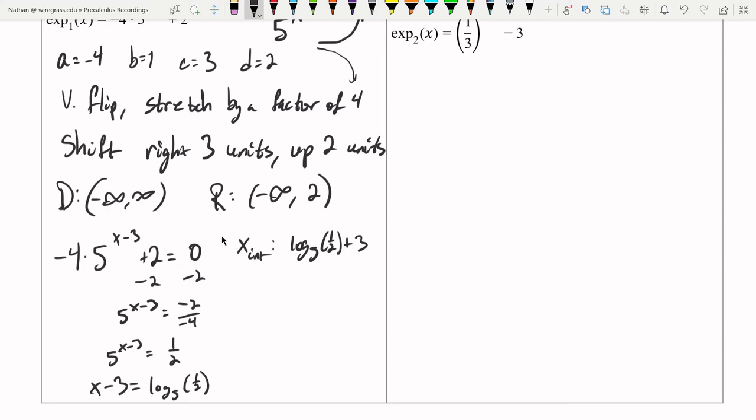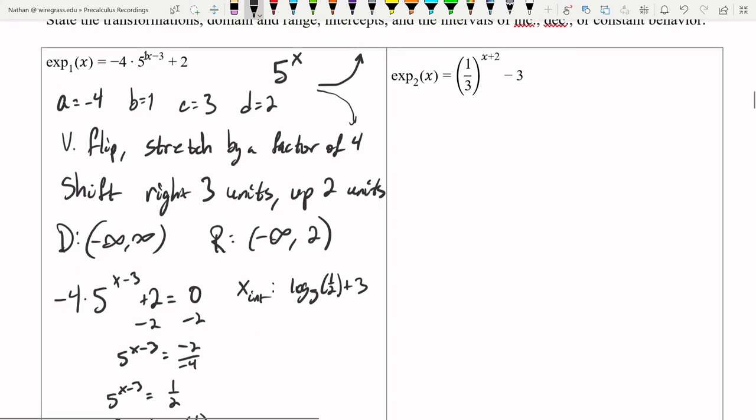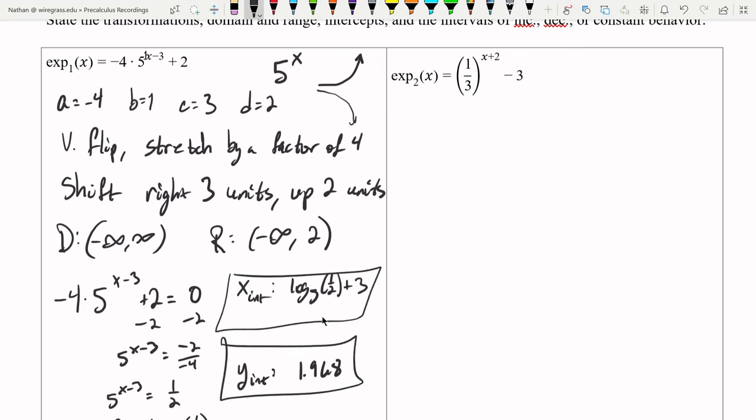Our y-intercept is a bit easier to calculate. All we have to do is plug x equal to 0 into there. So we get 0 minus 3 is negative 3. 5 to the power of negative 3 is going to be 1 over 5 cubed, so that's 1 over 125. Calculating that out, let's just go ahead and get a decimal number for that. The y-intercept is at 1.968. Okay, so there's our intercepts, x-intercept and y-intercept.